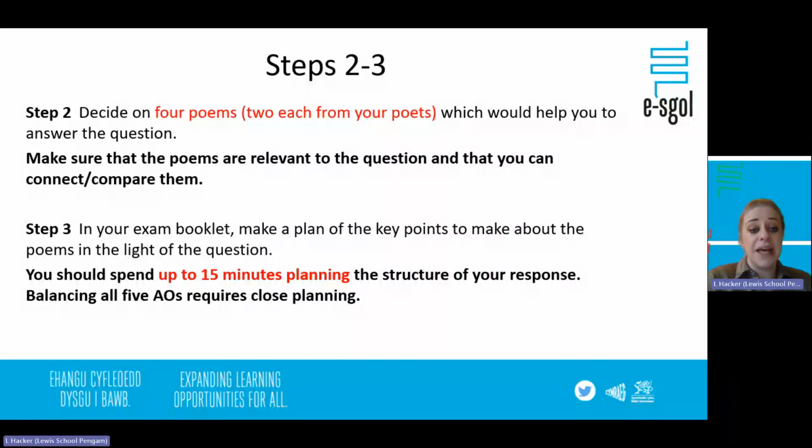Step 3 then, in your exam booklet, make a plan of the key points to make about the poems in light of the question. You should spend up to 15 minutes planning the structure of your response; balancing all 5 assessment objectives requires close planning. And again, I'm going to emphasize and stress that 15 minutes planning time will be so beneficial to you when it comes to actually writing the response, because your ideas will already be down on paper and you won't be trying to structure an essay at the same time as trying to remember everything you need to remember. All of that will already be on the paper, and it'll be much more efficient, much quicker, and much less stressful for you. And you'll also gain more marks because the structure is important.